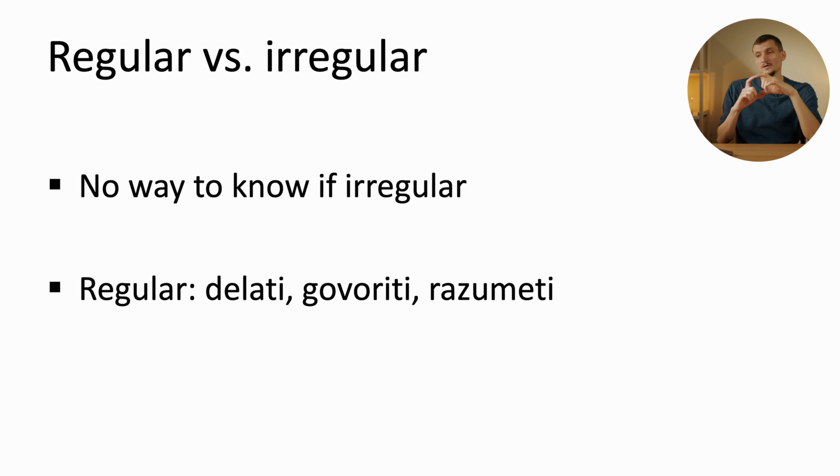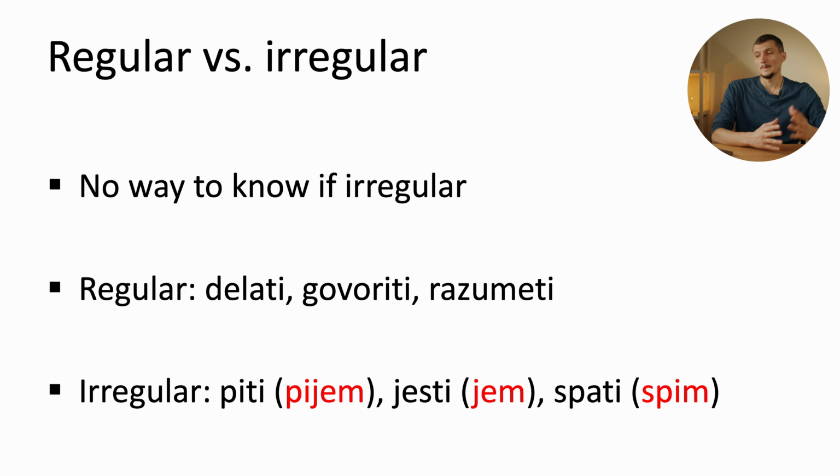And so there's no way to know if a verb is irregular. However, in my notes, in my materials, I always mark them. In the bottom line where we explain the grammar in my examples, where the grammar is transparent, if you have a word that ends in t and there is nothing in the brackets, it's regular. So delati, to work, govoriti, to speak, razumeti, to understand, are all examples of regular verbs because there is nothing in the brackets, whereas irregular verbs are piti, jesti, and spati. So it's pijem and jem and spim.